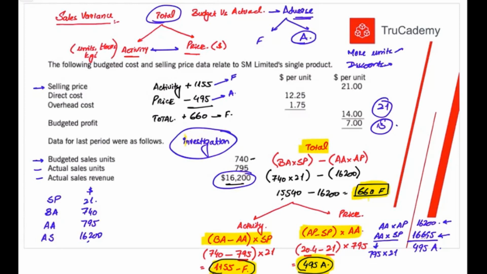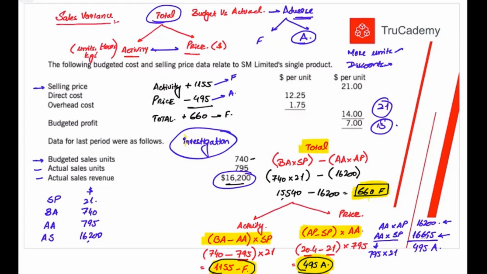So activity variance and price variance are interdependent. If one gets some result, it will always have some effect on the other one. Clear with this? Interpretations are more important.